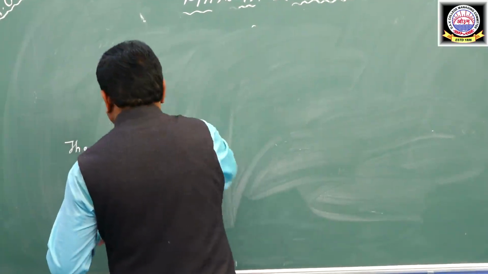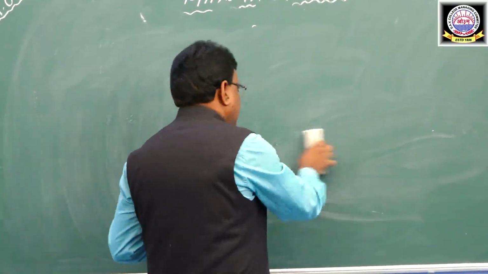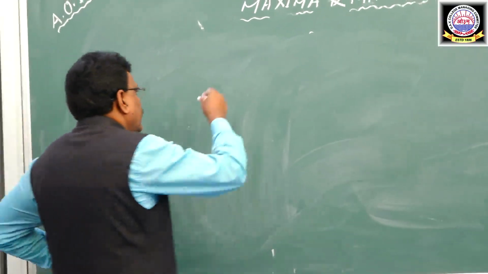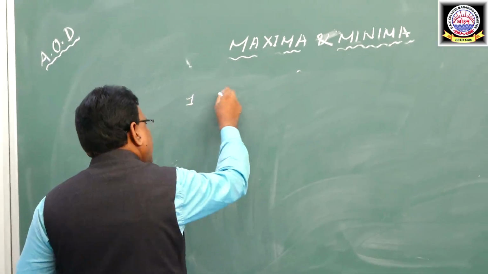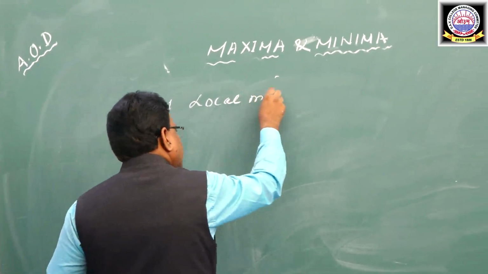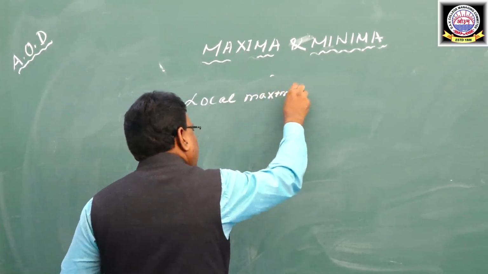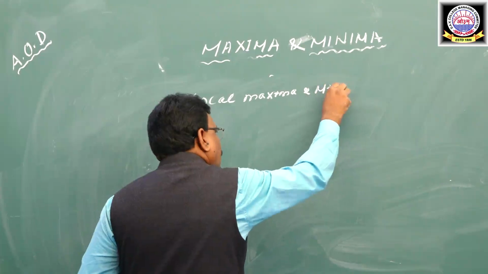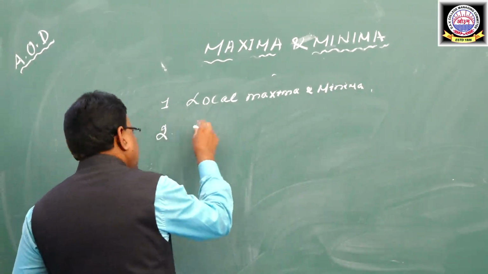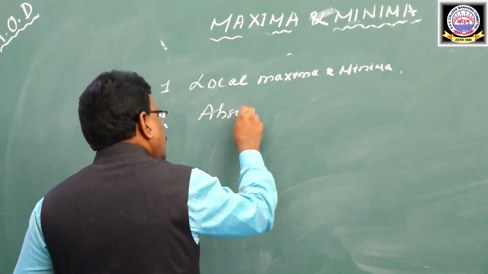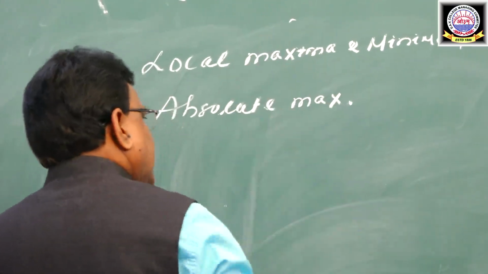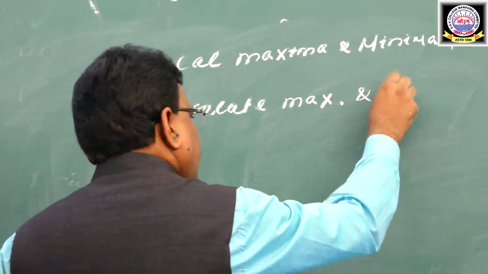So I am just writing what exactly we will discuss in this article. Write down what we will discuss exactly. We will discuss here first local maxima and minima. Local maxima and minima. Second, we will see what is absolute maxima. I am writing maxima as max. and minima.